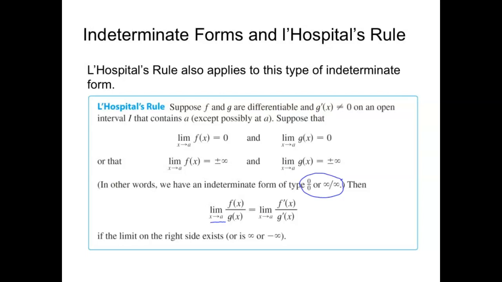So basically what L'Hopital's rule tells us that we can do is if we're trying to evaluate a limit and it comes out to an indeterminate form, we can take the derivative of the numerator, take the derivative of the denominator, and then try to reevaluate the limit. And whatever that limit comes out to is equivalent to the original limit.